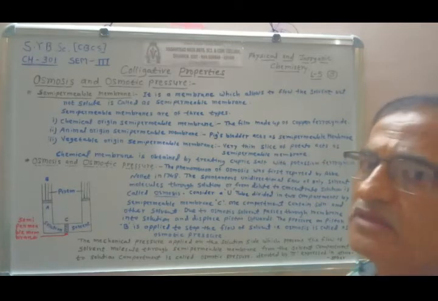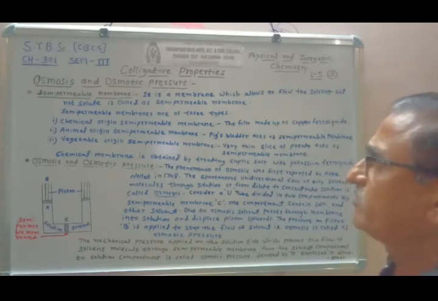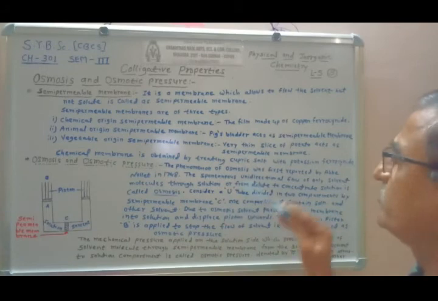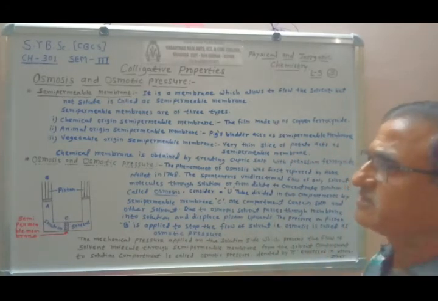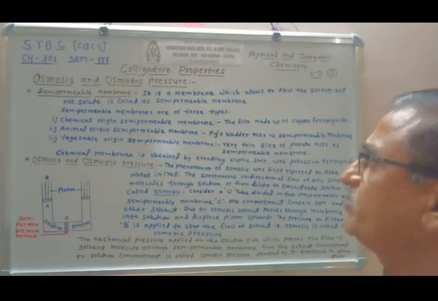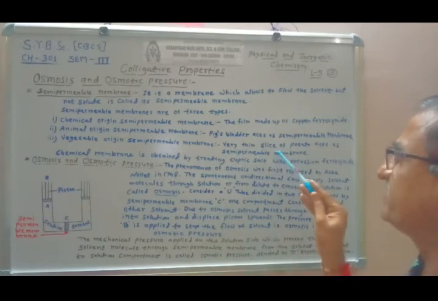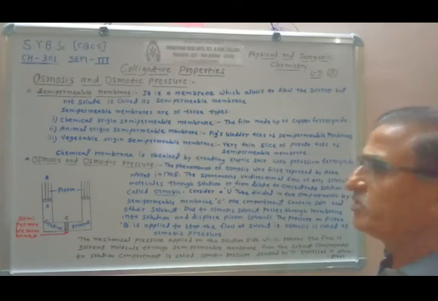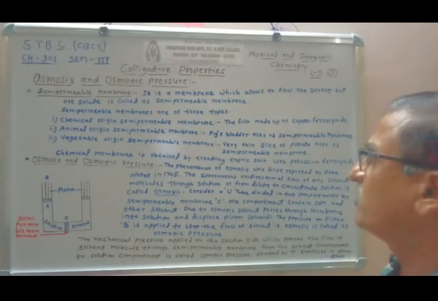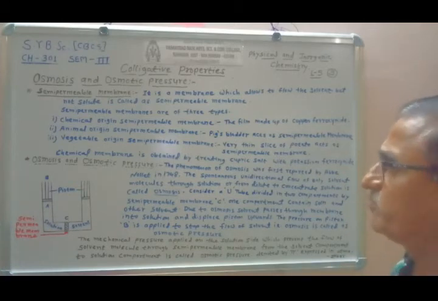Second is the animal origin semi-permeable membrane. It is prepared from the bladder of pigs, which acts as a semi-permeable membrane. Last is the vegetable origin semi-permeable membrane, which is a very thin slice of potato which acts as a semi-permeable membrane, which also allows only the solvent particles to flow through it, not the solute particles.